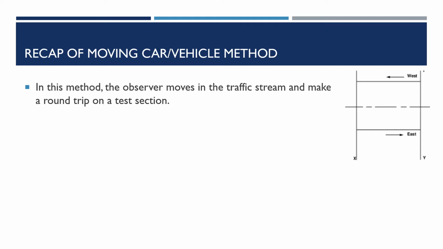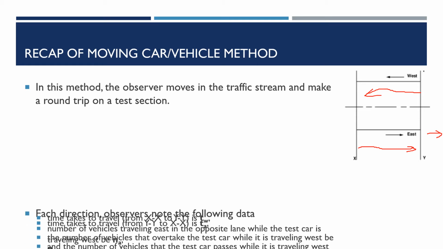Now this test vehicle makes a round trip. Consider a road section XY, and consider the direction of flow to be eastwards. When we say round trip, that means it travels from X to Y, along the direction of flow, and travels back opposite to the direction of flow from Y to X. In each of these directions, it makes a number of observations. So that is the data collection.